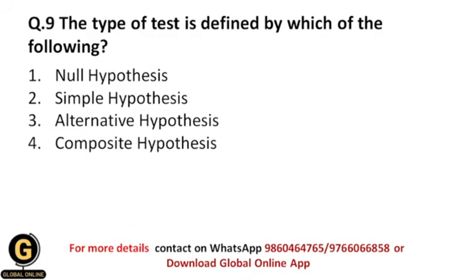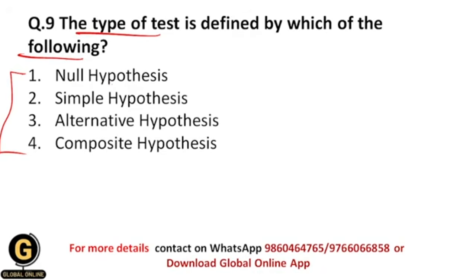The type of test is defined by which of the following? So from which of the following hypothesis types is the type of test defined? Type of test means what kind of test you are going to do in your whole research process is defined, as well as what kind of variables there will be and what kind of relationship between the variables there will be.